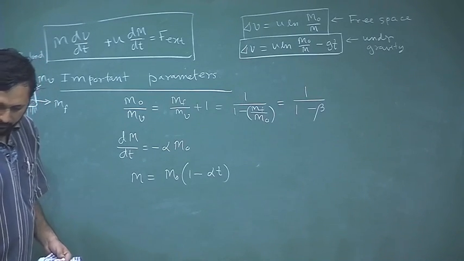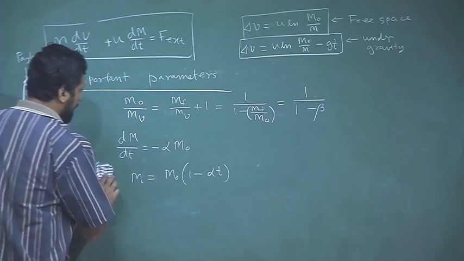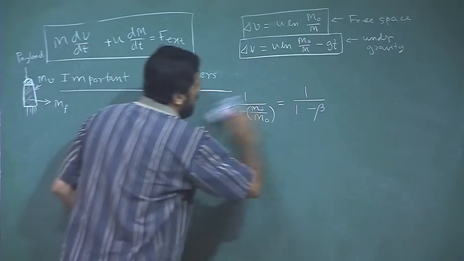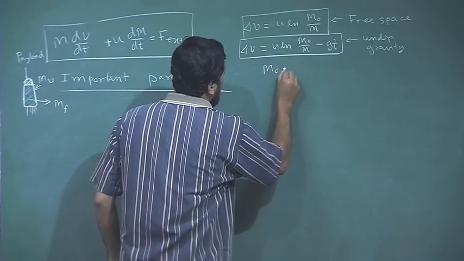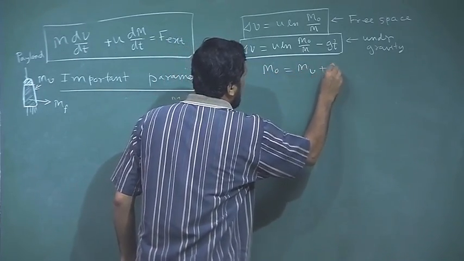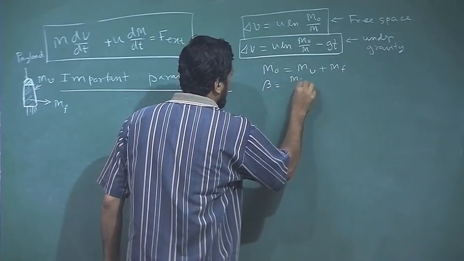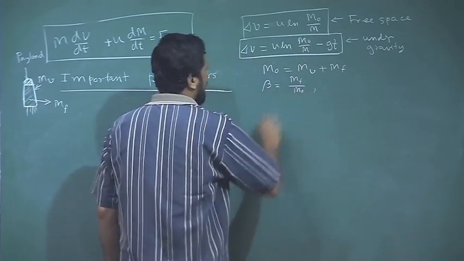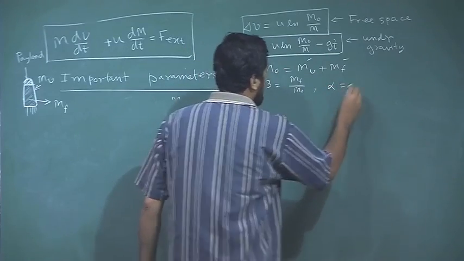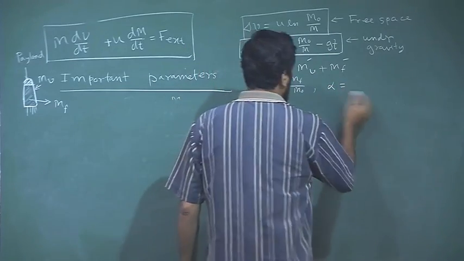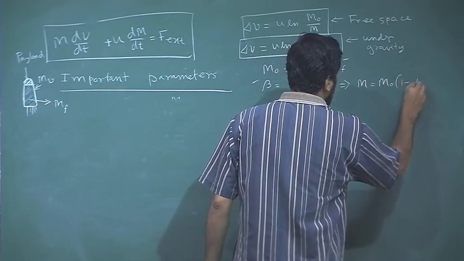Using these parameters, how many parameters have we introduced? We have introduced essentially 4 parameters. We broke m0 into mv plus mf. We introduced beta, which is mf by m0. So, we have introduced 1, 2, 3, and alpha, which is given as m equal to m0 (1 minus alpha t).